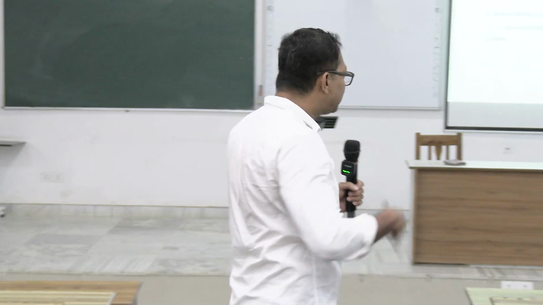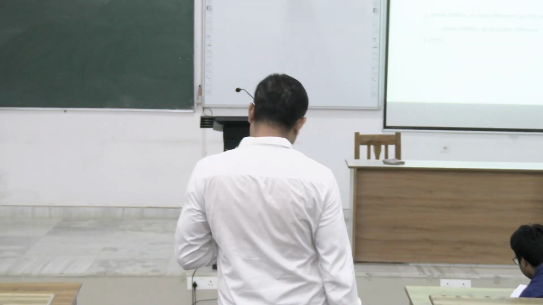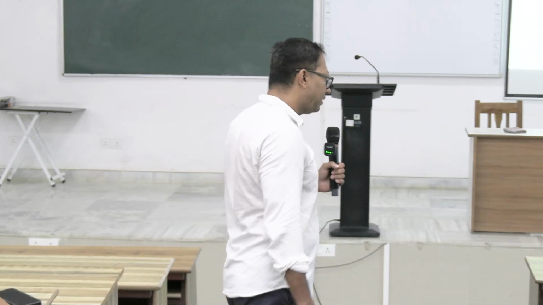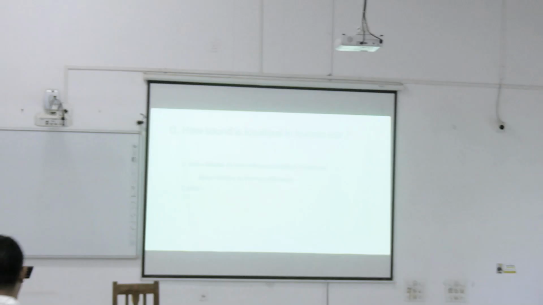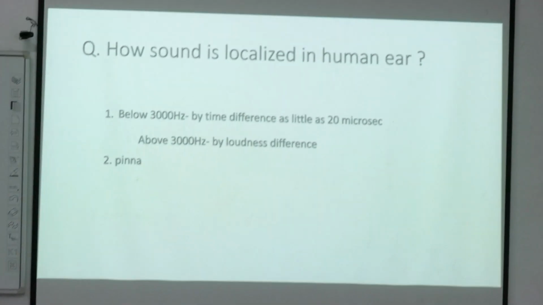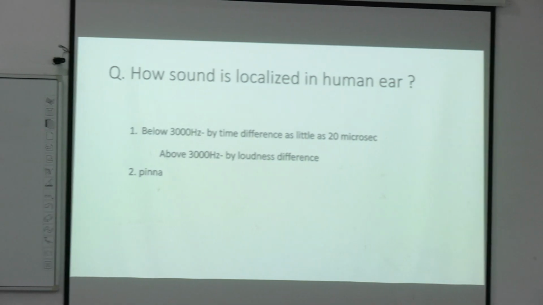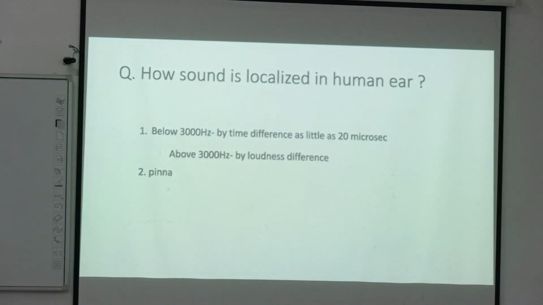So we have localization of sound, and how this localization takes place. How is sound localized in the human ear? It has a rule: below 3000 Hertz frequency, and above 3000 Hertz frequency. Just remember, not a big detail is required in this regard, right?